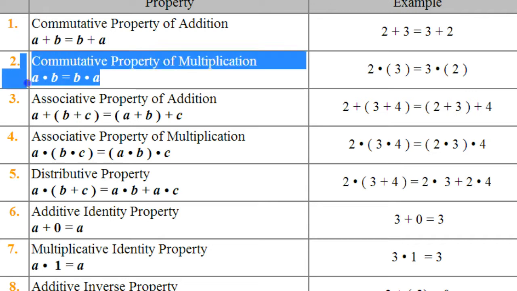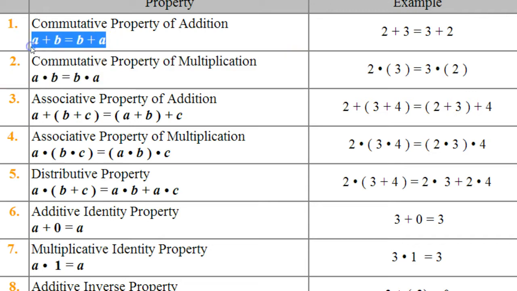Now notice division and subtraction are absent from commutativity. That's because order does matter when you're subtracting or dividing: 3 divided by 2 is not the same as 2 divided by 3, and 3 minus 2 is not the same as 2 minus 3. So the majority of the operations you're going to see are addition and multiplication in this part.